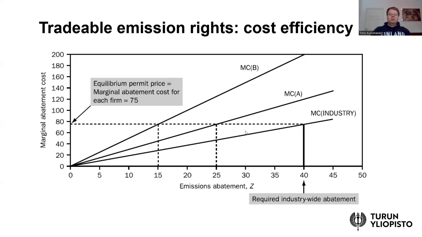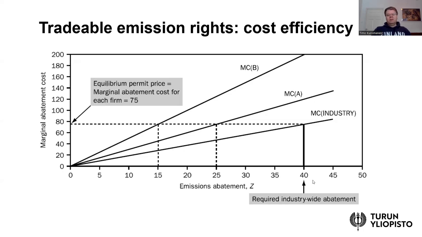So then we can see how much each firm is abating. Let's start from this firm B, which has the steeper marginal cost curve. So then we see that the point where this marginal cost curve for B crosses this 75 price line, it means that firm B would abate exactly 15 units of abatement. And then if we compare this marginal cost curve of firm A, it crosses at the point 25. So in summary, firm A will abate 25 units of emission, and firm B abates 15, and their sum is equal to 40, which was this required industry-wide abatement.